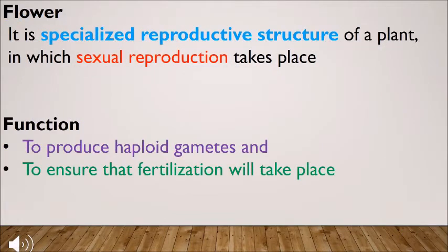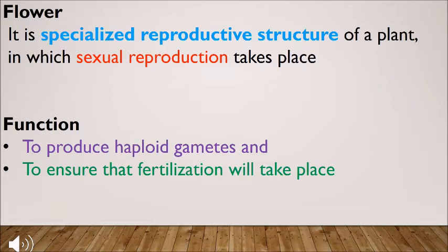Flower. It is a specialized reproductive structure of a plant in which sexual reproduction takes place. As we all know, the plant consists of two parts, the vegetative part and the reproductive part. So flower is the reproductive part of the plant. Why is it the reproductive part of the plant? Because sexual reproduction takes place in the flower.